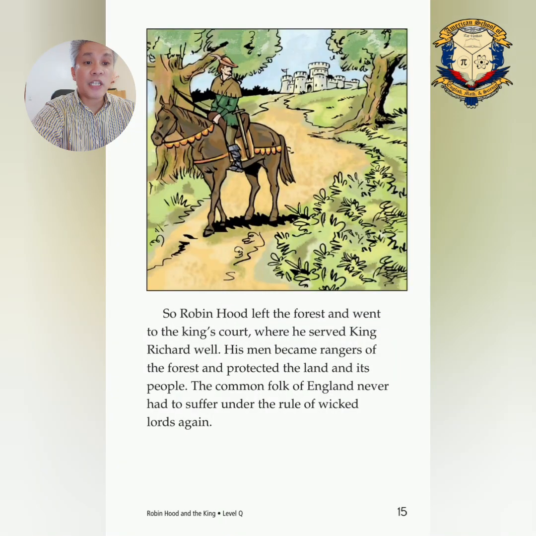So Robin Hood left the forest and went to the king's court, where he served King Richard as well. His men became rangers of the forest and protected the land and its people. The common folk of England never had to suffer under the rule of wicked lords again.